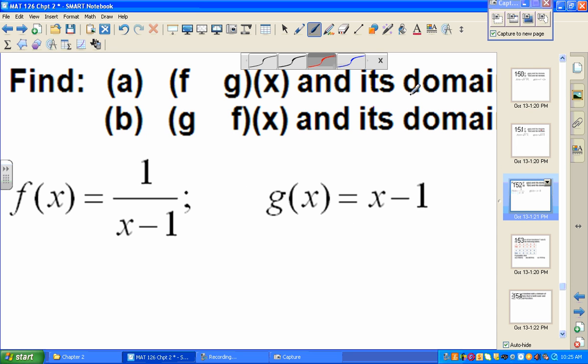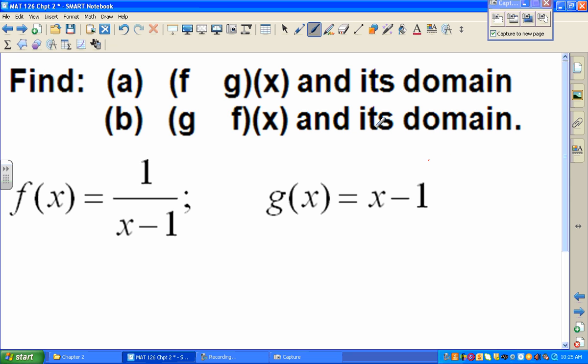You want to do this one? Yeah. f of g of x and g of f of x. The only thing is this has a denominator. It's kind of cool, but what time is it? I think we better get going.